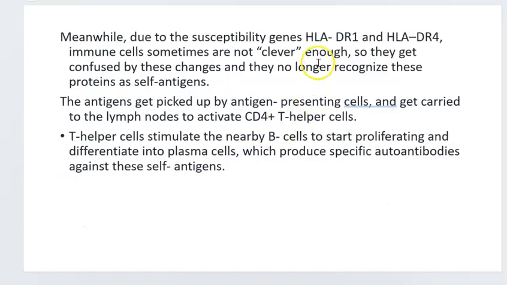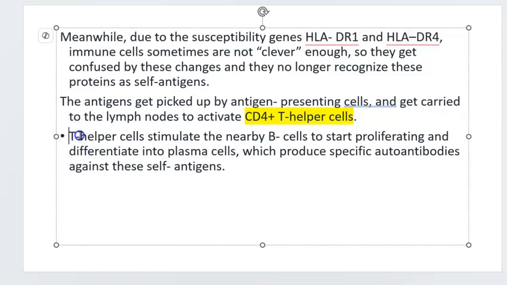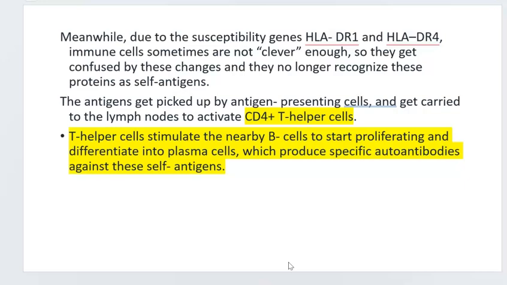Meanwhile, due to the susceptibility genes, the HLA, the immune cells sometimes are not clever enough, so they get confused by these changes and they no longer recognize the proteins as self. The antigens get picked up by the APCs, and then they get carried to the lymph nodes to activate CD4, and T helper cells are involved then in rheumatoid. The T helper cells stimulate the nearby B cells to start proliferating and differentiating into plasma cells, which then produce specific autoantibodies against ourself. So we need to have CD4 and T helper cells. And then the T helper cells will also stimulate our nearby B cells, and then we'll start to form autoantibodies.